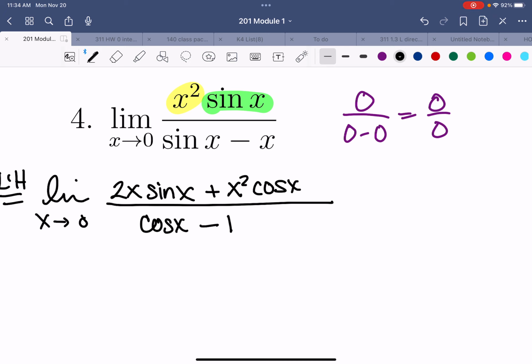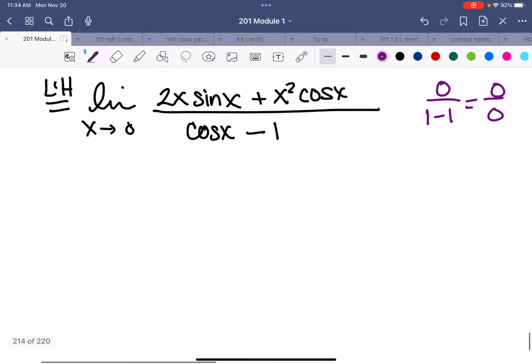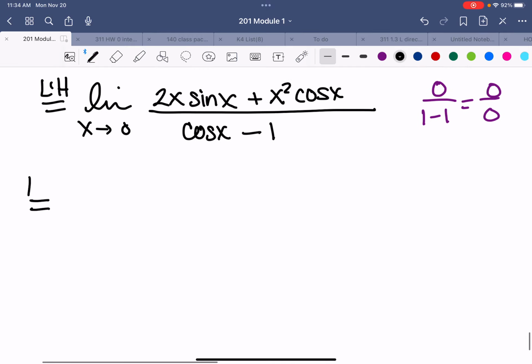Okay, so I have reduced something. That second x became a 1 because my objective is to get to the point where I have something that's not 0 in one of the fractions. Now the top of the fraction is getting worse, but that's okay because the bottom is getting better. If we go ahead and plug in our 0, we're going to get zeros up top because everything has an x in it. And on the bottom, you get 1 minus 1, which is 0. So we're still in L'Hopital's world. So let's take L'Hopital's rule again.